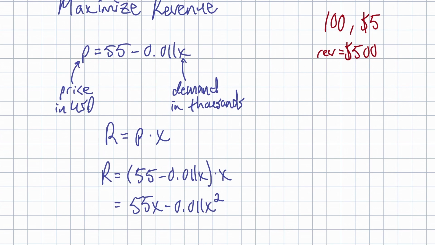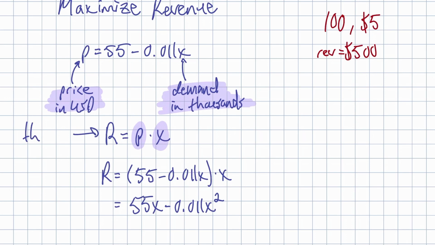Now, when we do this, we have to keep something in mind. Remember how X is the demand in thousands, and the price is price in dollars. Well, suppose the price is, I'll make up a number, $8, and X is 10. That means we're selling 10,000 times $8, which is $80,000. So because we have a product here, this R is now in thousands of US dollars.